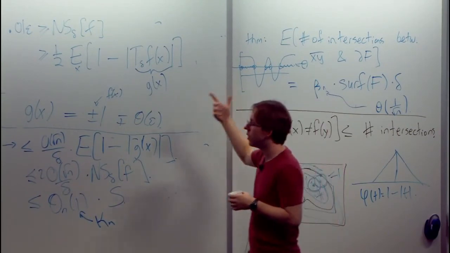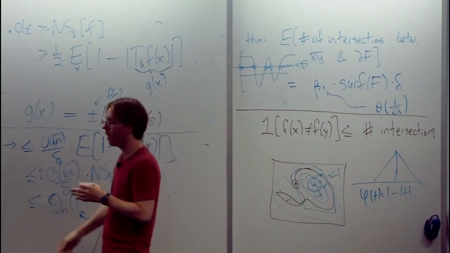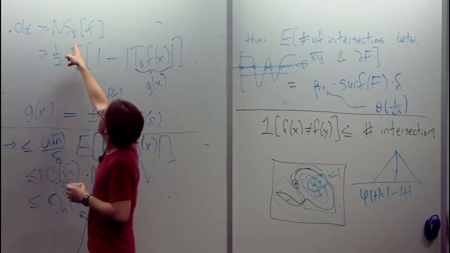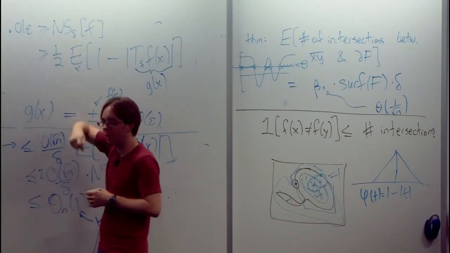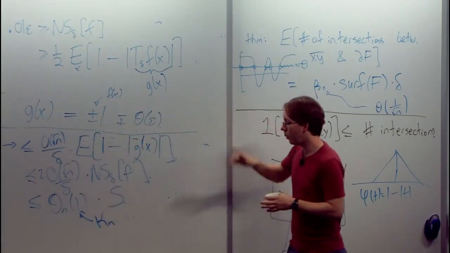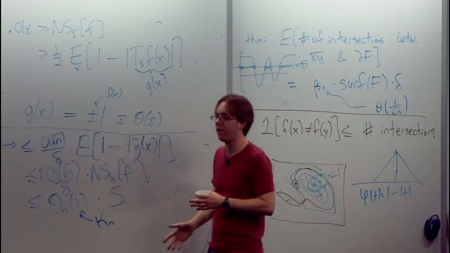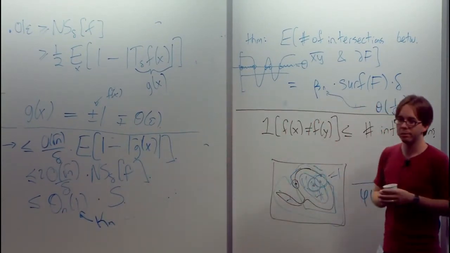For the analogous result for testing Gaussian surface area, we naturally use the Gaussian noise sensitivity with the Ornstein-Uhlenbeck operator. When you do all the calculations, you get 4 over pi out, and that's the best distribution we could think of there.